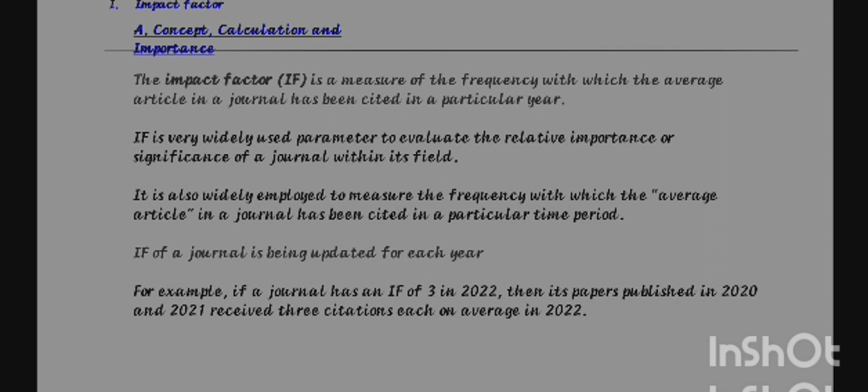For example, if a journal has an impact factor of 3 in 2022, then its papers published in 2020 and 2021 received 3 citations each on average in 2022. So we have to calculate the number of times that particular article was cited for the previous 2 years to find out the impact factor in the current year.